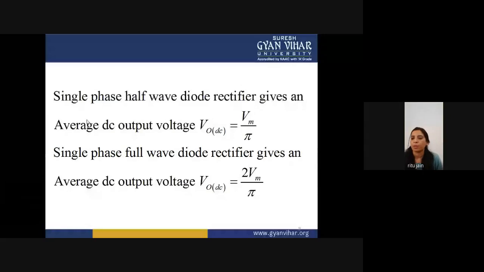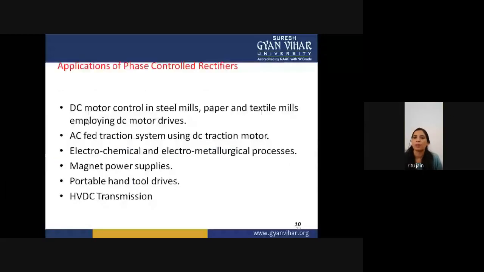Now, next is the application of phase control rectifiers. Before discussing any topic, it is very important to understand the importance of that topic. How can we use these kinds of rectifiers or diodes in physical applications? These are some of the applications in which we use controlled rectifiers.